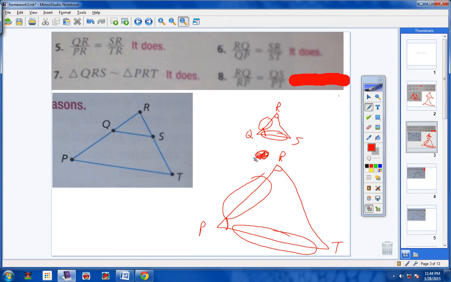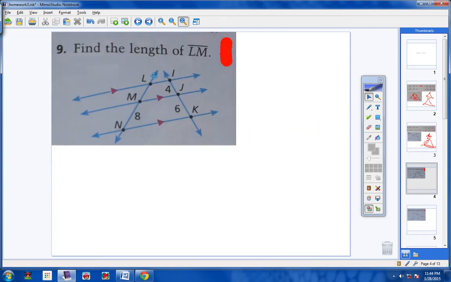Okay, and so we do not have a theorem that says if the side here and this side here are proportional, this line's parallel. So no, it might be parallel, but we don't know for sure. So no, it is not. Okay, moving on to number 9. Find the length of LM.